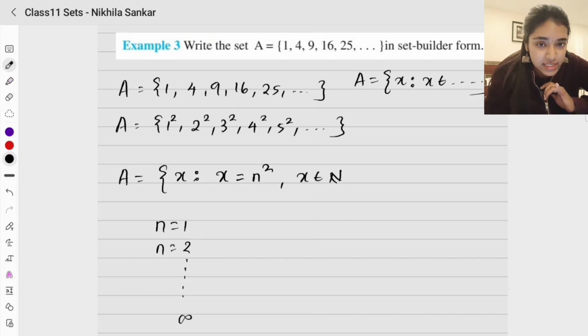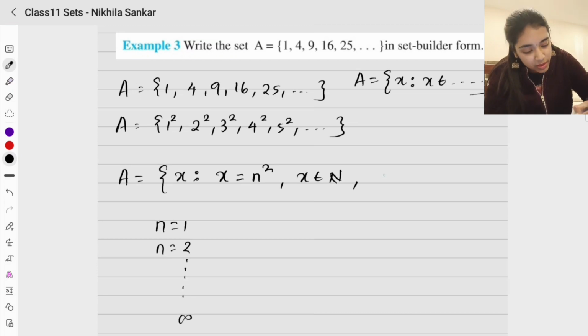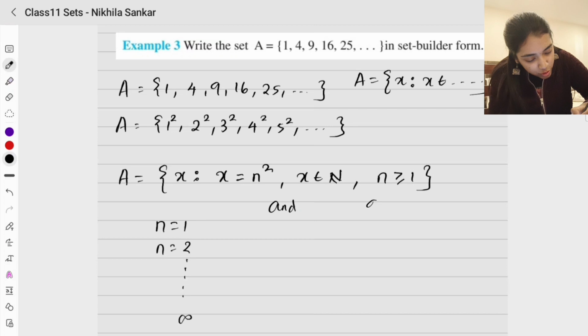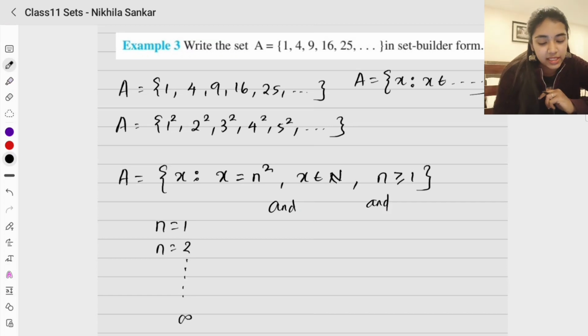We are dealing with 1, 2, 3, 4, 5, 6 only. So x is equal to n square. x belongs to natural number and n value is greater than or equal to 1. Okay, so these are all your conditions. Okay, whether you put a comma or and, it is going to be the same meaning. So you can write and or comma. So here we can also put and. Okay, and n greater than or equal to 1.